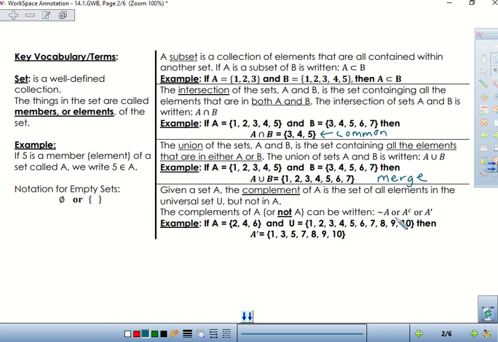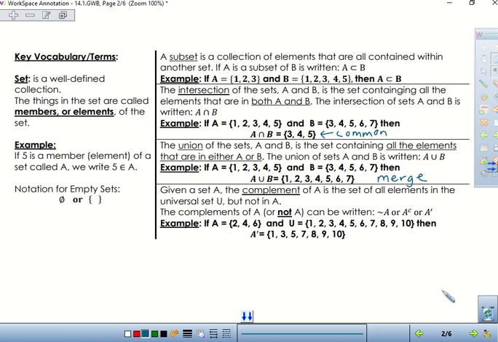Okay. And then we have something called a complement. That's all the elements in the universal set that are not in the set itself. So let's say we have a universal set 1 through 10, and then we have set A, which is 2, 4, 6. The complement would be 1, 3, 5, 7, 8, 9, 10. It's everything in the universal set that's not in A. Everybody see how that works?